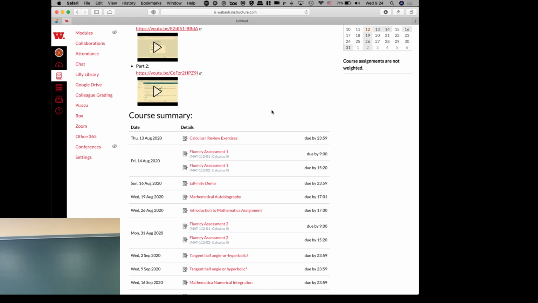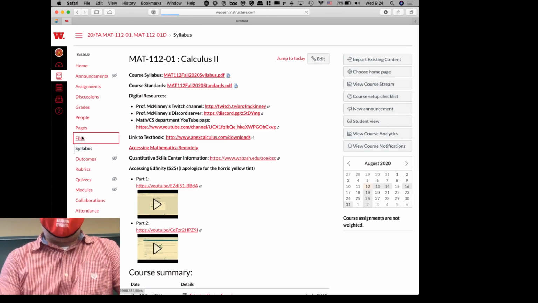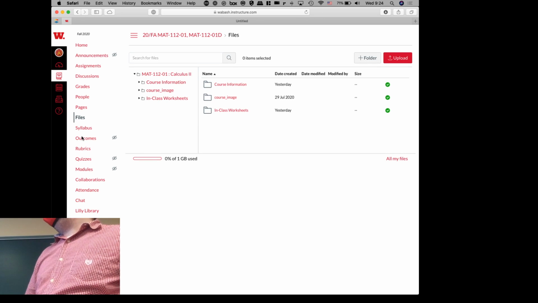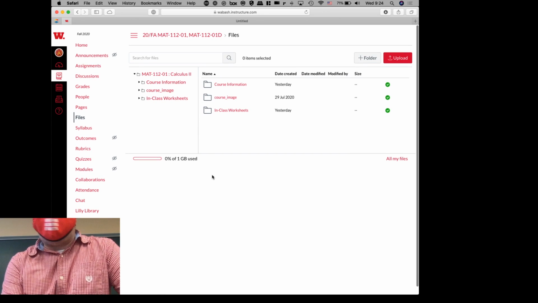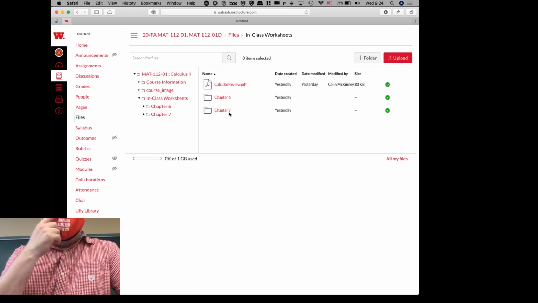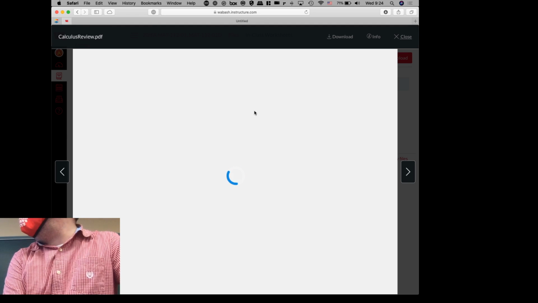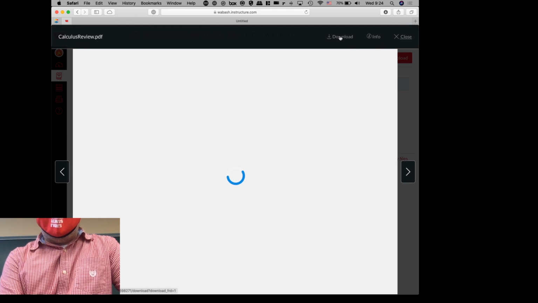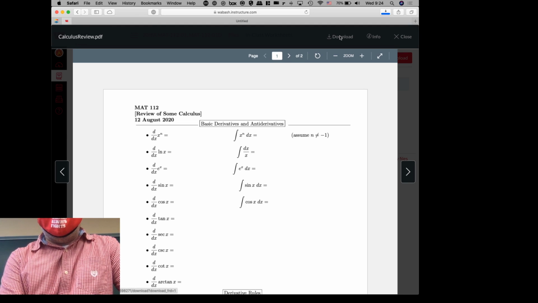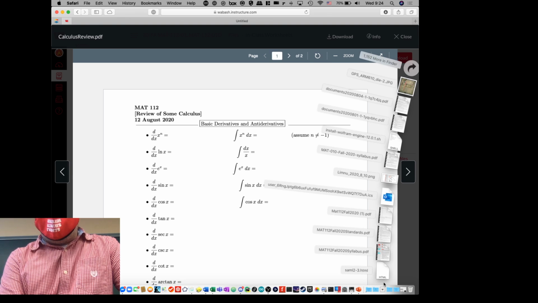So today, what we want to do is basically, let me just pull up the file. If you go to the Files tab, one of the things you'll see, it's getting cut off, but it's a folder that says in-class worksheets, and then I've got one that's called Calc 1 Review. So let me download and open this. And we'll talk about this a little.